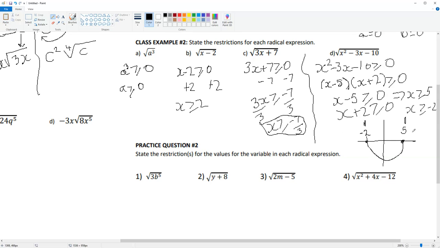So what we could say about this is, yes, x could be greater than or equal to 5, which includes x being greater than negative 2. We could also say, though, that x could be in this range over here, too. So x could be less than or equal to negative 2, because values less than negative 2, which are in this area, would be permissible. You'd still get a positive value. Okay, and that's it for that.